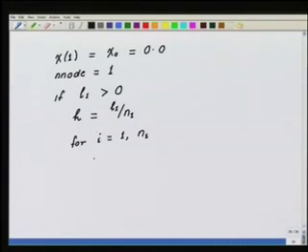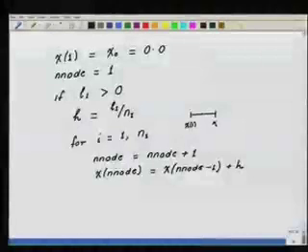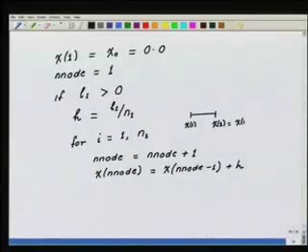What do I do? I am going to increment the number of nodes, and I am going to say x of n node is equal to x of n node minus 1 plus h. So what I have done is, given the first node, which is x1, I have created the coordinate of x2, which is equal to x1 plus h, and so on. I construct all the n plus 1 nodes in this piece.